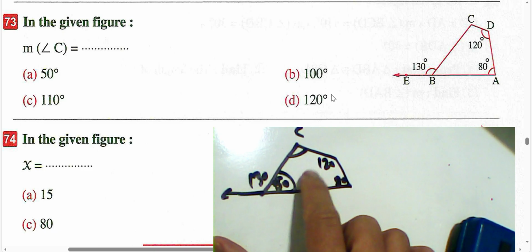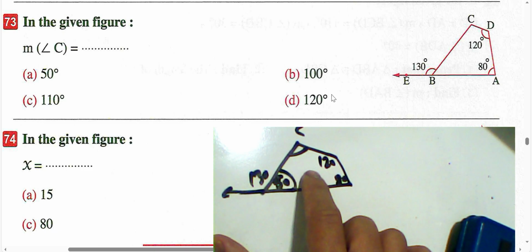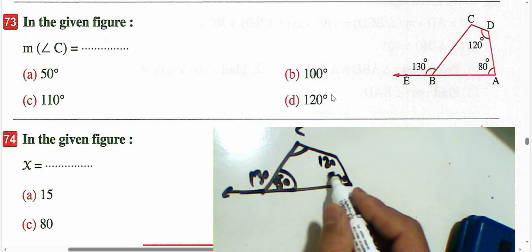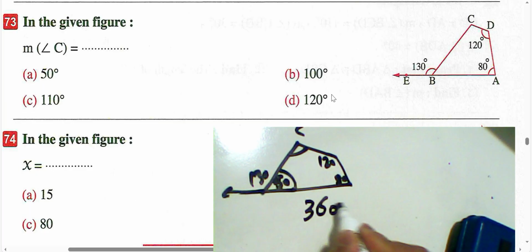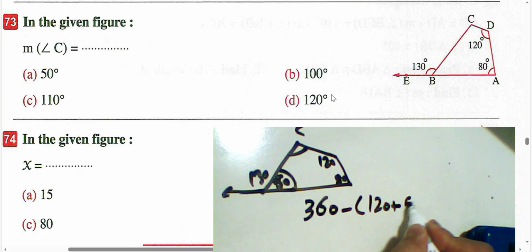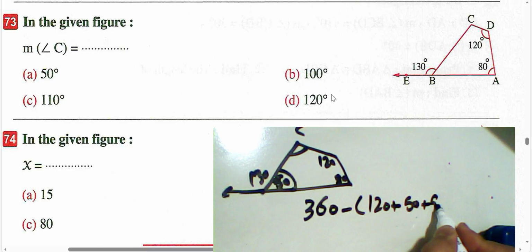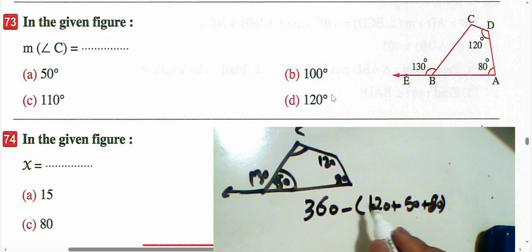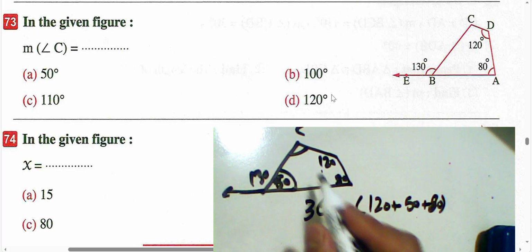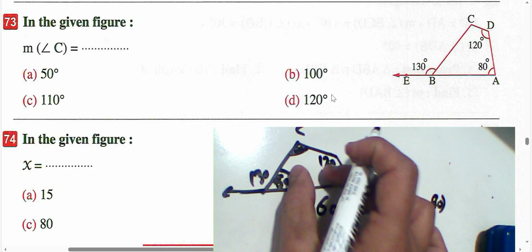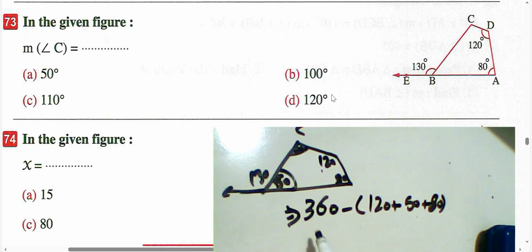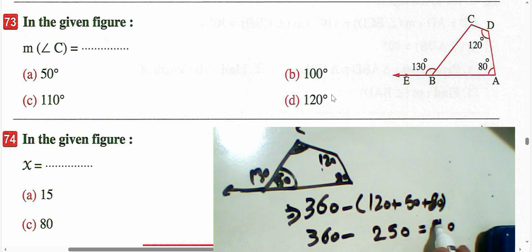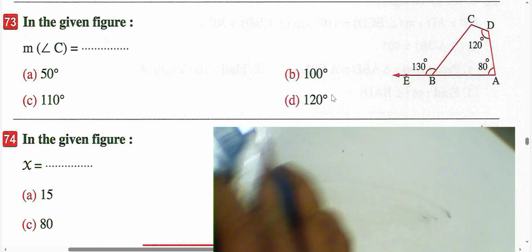Then the measure of angle C, we can find in the quadrilateral: 360 subtract 120 plus 50 plus 80. This angle is 80, here 120 and 50, to find the measure of angle C inside this quadrilateral. Then 360 minus 250, the result will be 110.